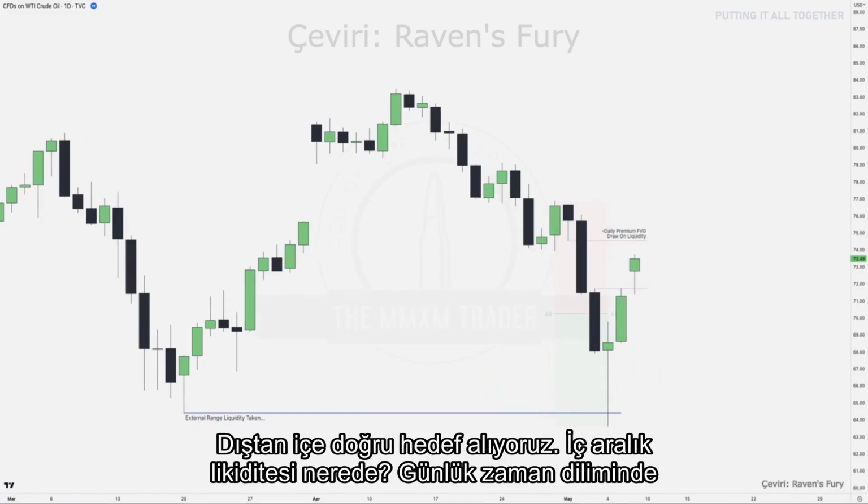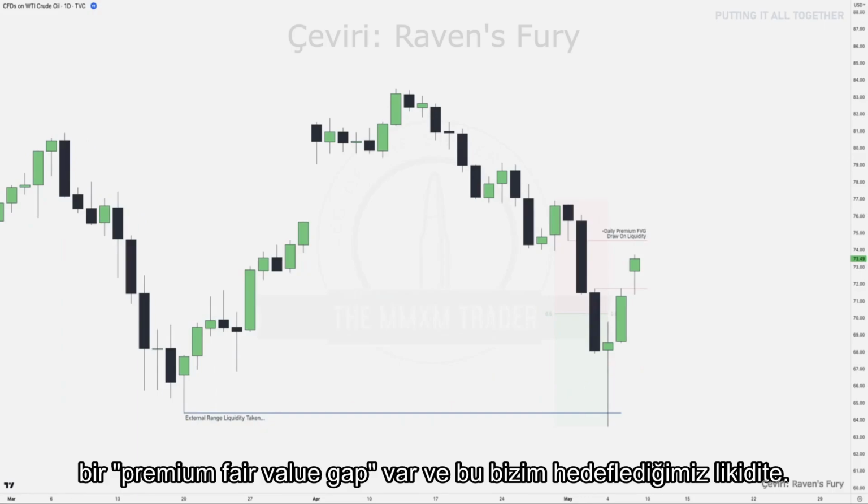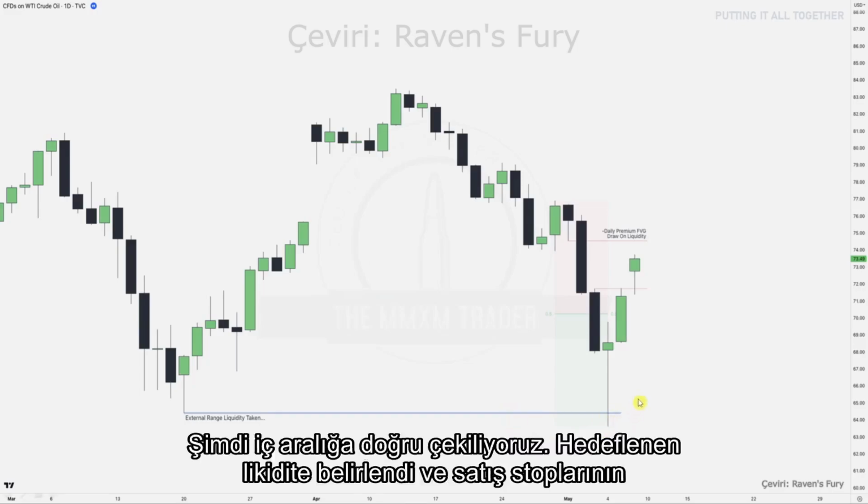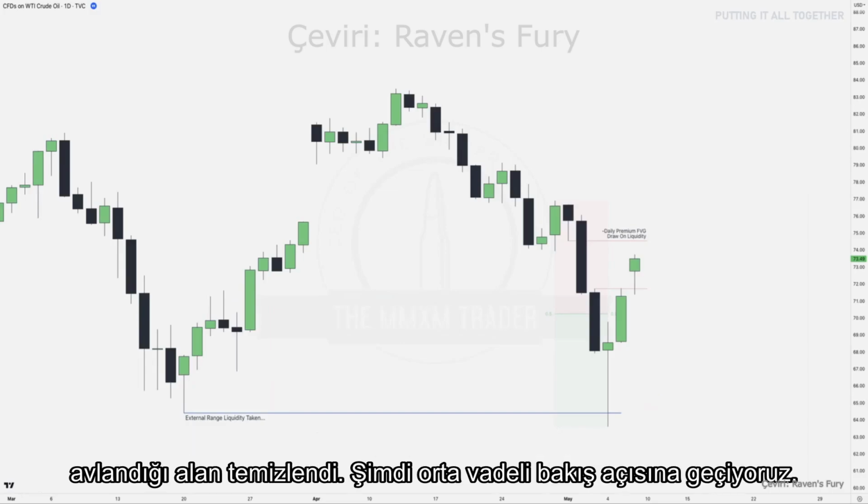So where's that internal range liquidity? We've got that daily premium fair value gap, and this is our draw on liquidity. So we know on a long-term perspective, sell stops have been liquidated already, order pairing happened down here, and now we want to draw into internal range. So draw on liquidity has been determined and the sell stop raid has happened already.